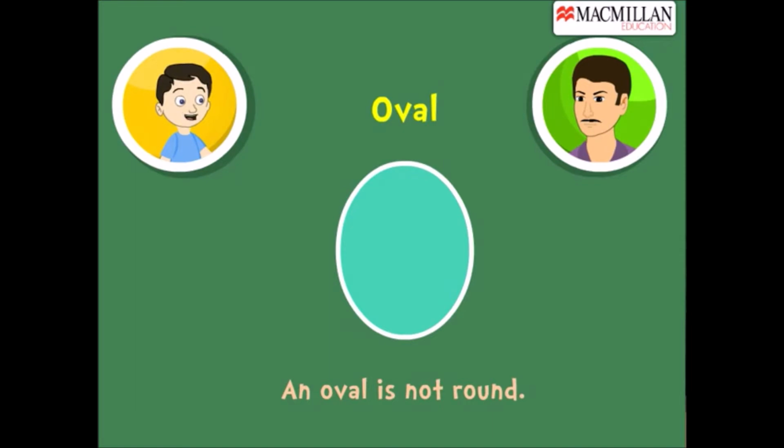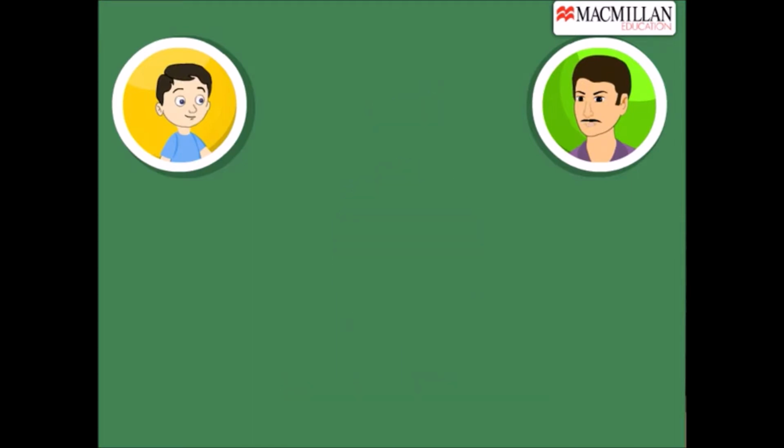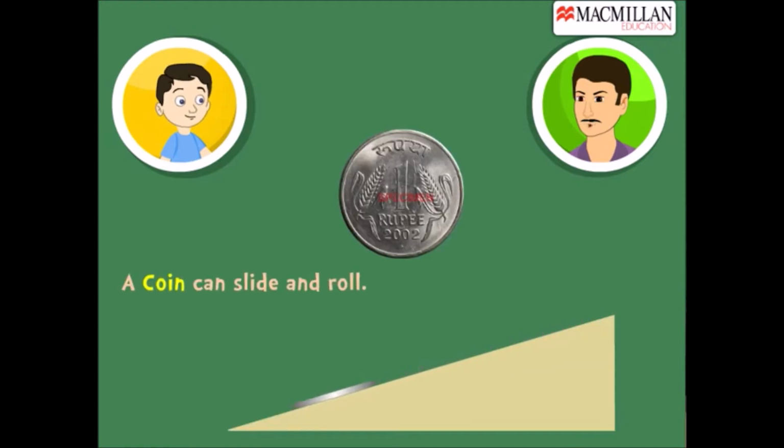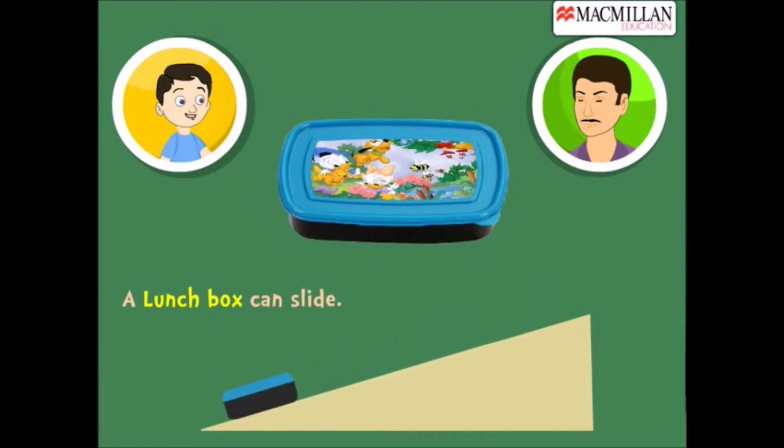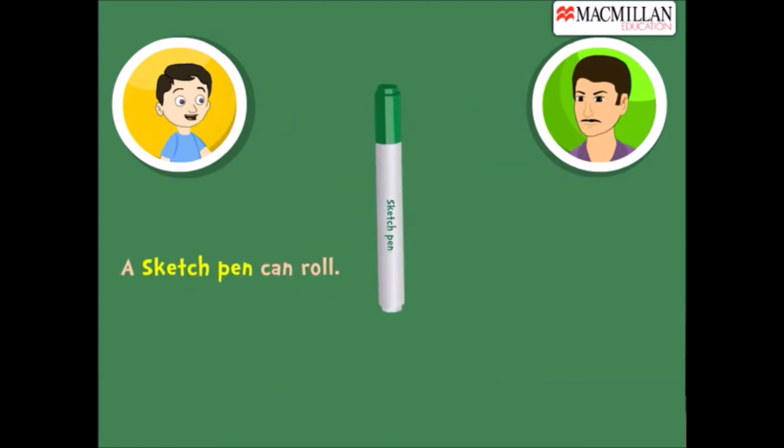Hey Dad, did you ever slide an egg on the floor when you were a kid? No, never. That's a bad thing. An egg can be broken. A coin can slide and it rolls as well. Okay, I'm sorry, Dad. And Dad, even the lunchbox can only slide on the floor, and my sketch pen can roll.